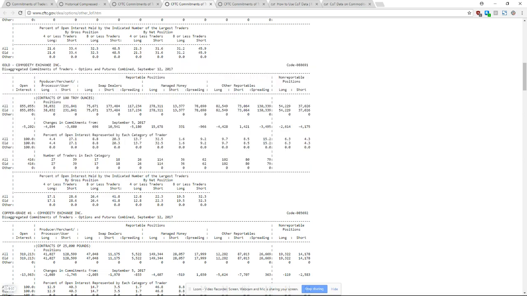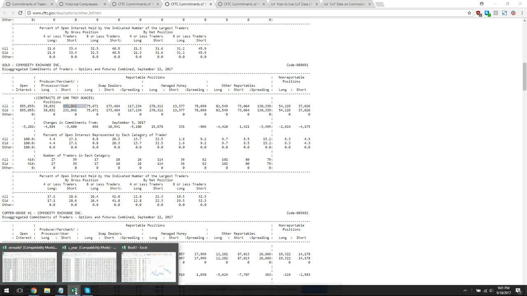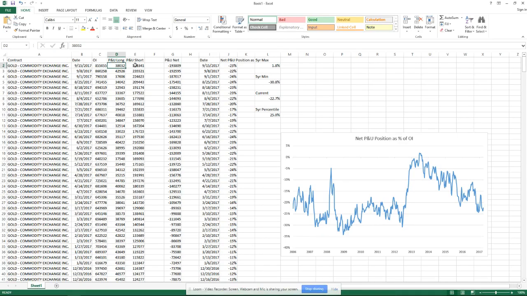We can see that in the producer and user category right now, they are long 38,000 contracts and short 231,000 contracts. So what do you do with this? What I do is I create a percentile. The first step of doing that is creating a net position, and all that is longs minus shorts. So this is the net position of producers and users.